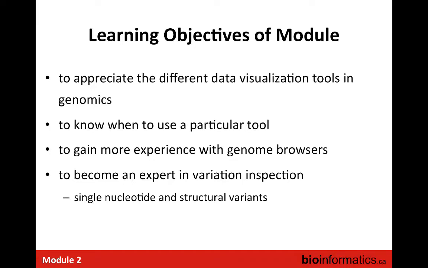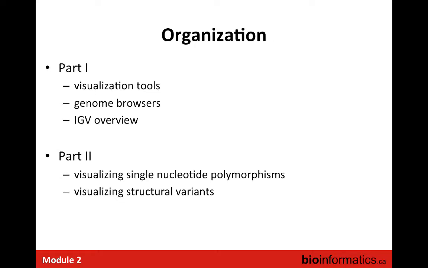What we want to learn in this module is to appreciate the different data visualization tools in genomics, to know when to use a particular tool, to get more experience on Genome Browser, which I mentioned a few, and to become an expert in variation inspection, specifically in single nucleotide and structural variants. So briefly, part one is about visualization tools, Genome Browser, and an IGV overview. And then we're going to look at examples of how to visualize single nucleotide polymorphism and structural variant.